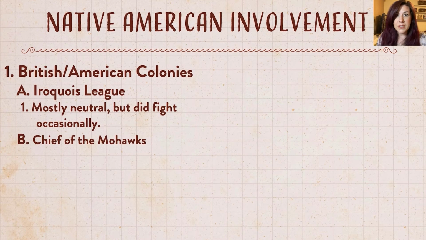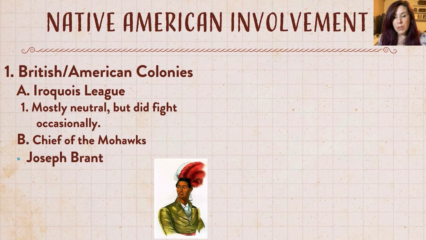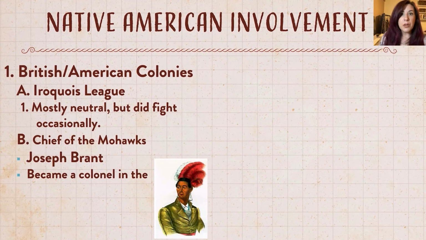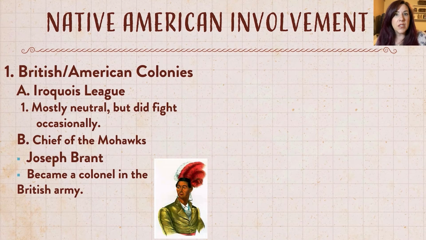But one particularly stands out, the chief of the Mohawks, Joseph Brant, as his English name, pictured here. He does become a colonel on the side of the British military, fighting for them in the French and Indian War. These indigenous people, the chiefs, really do gain a name for themselves in regards to their military style, their tactics, and what strengths they lent to each side.